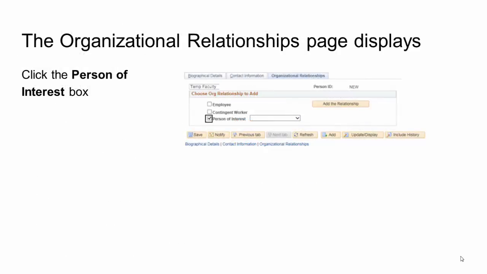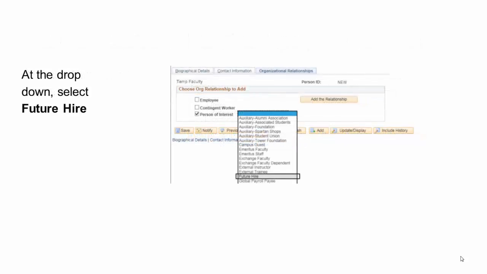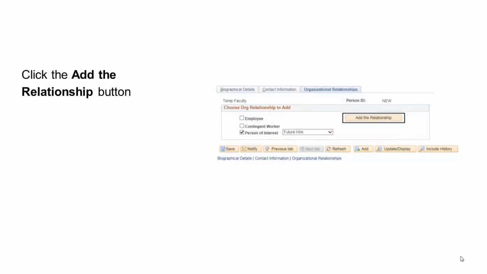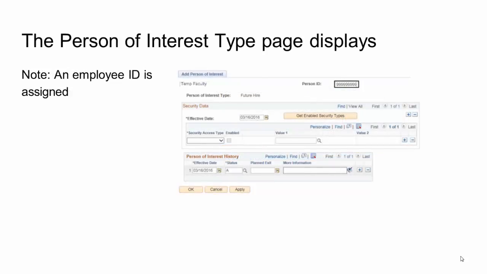The Organizational Relationships page displays. Click the Person of Interest box. At the drop-down, select Future Hire. Click the Add Relationship button. The Person of Interest type page displays. Note, an employee ID is assigned.